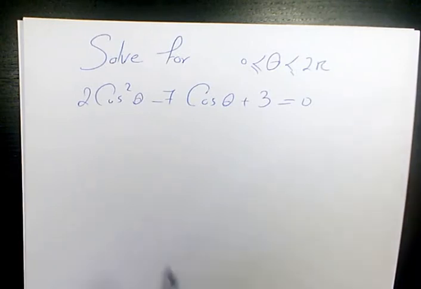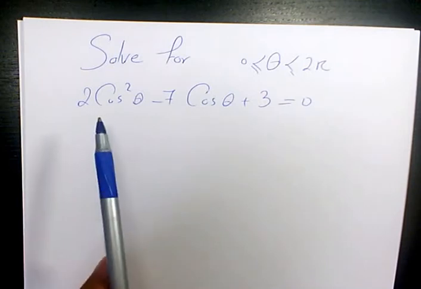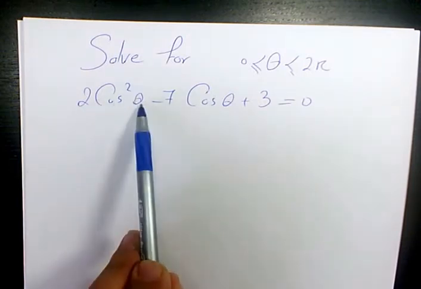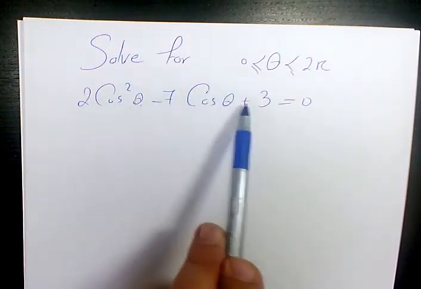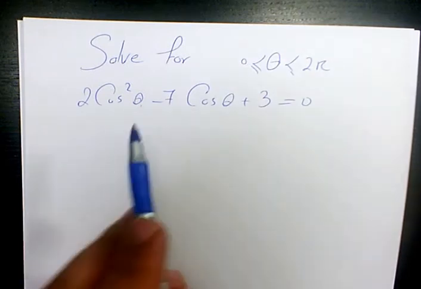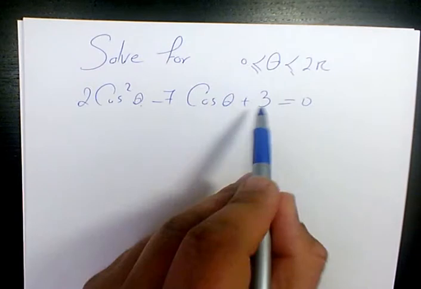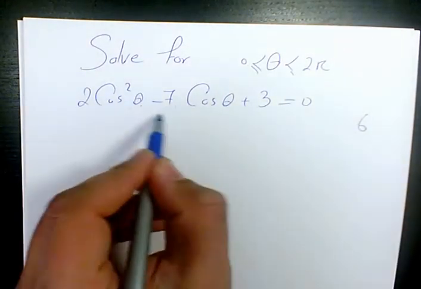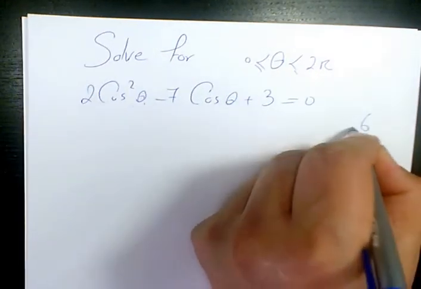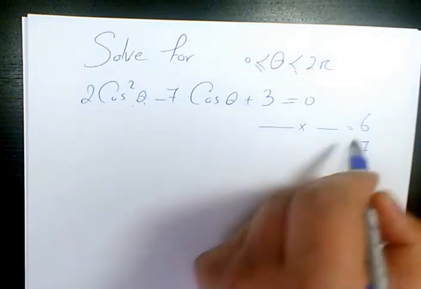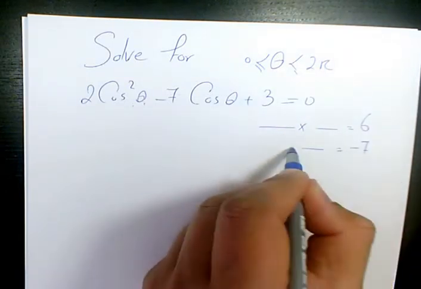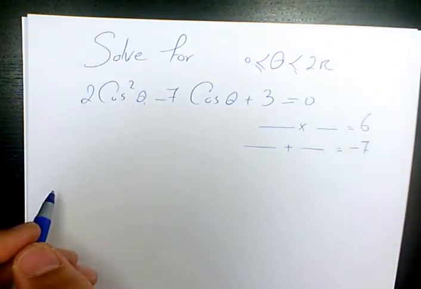In this video I want to show you how to solve this trigonometric equation, which is 2 cosine squared theta minus 7 cosine theta plus 3 equals 0. I'm going to use the factoring method by the AC method. 2 times 3 is 6, and here we have negative 7. So we're looking for two numbers that multiply to positive 6 and add to negative 7.